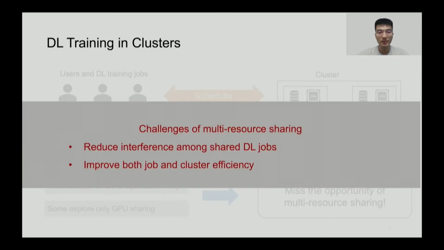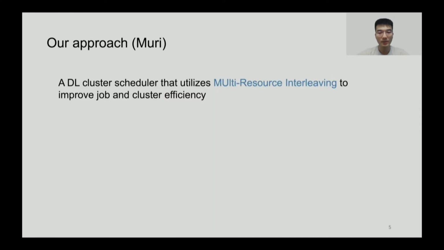There are 2 main challenges of multi-resource sharing. First, sharing resources may bring great interference and affect the training speed, especially for GPU. So we need to reduce interference among shared deep learning jobs. Second, considering the goal of the cluster scheduler, we need to improve both job and cluster efficiency. To solve the challenges, we propose Muri, which utilizes multi-resource interleaving to improve both job and cluster efficiency.